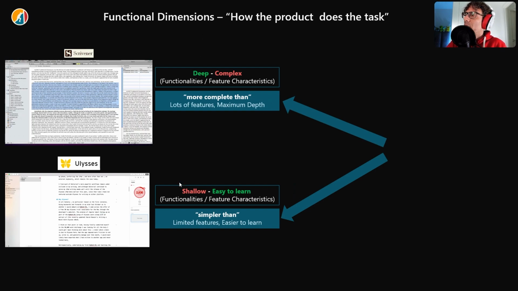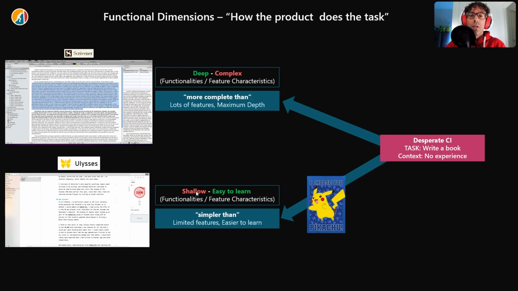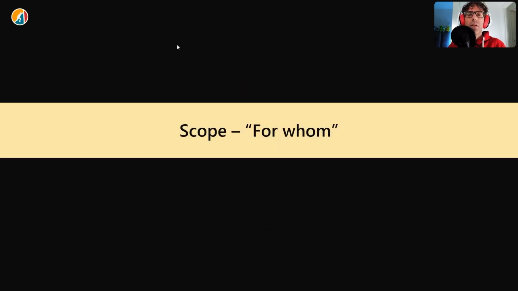As a user, if I'm looking at them, I have criteria that I can use to choose one over another. And if I am a desperate CI that wants to write a book, this one, I don't care about the shallowness of it. The trade-off is not important to me. So I will choose that one. So functional dimensions help us choose as users.